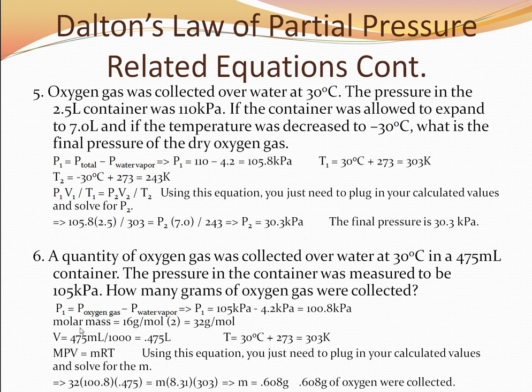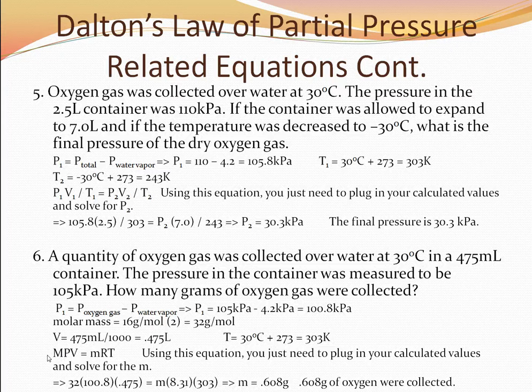Then, in order to find the molar mass, you know that the mass of an oxygen atom is 16 grams per mole. But since oxygen gas is O2, you have to multiply that by 2, and you get 32 grams per mole for the molar mass of oxygen. Since there are 1,000 milliliters in a liter, you have to divide 475 milliliters by 1,000 in order to find the volume to be 0.475 liters. And then you just add 273 to 30 degrees Celsius to get 303 Kelvin.